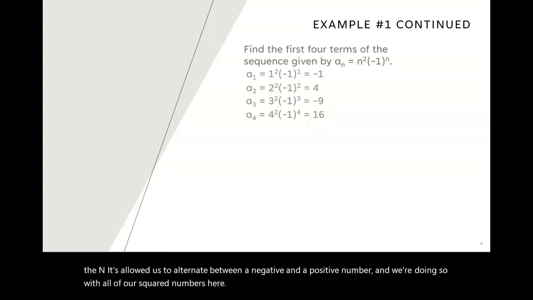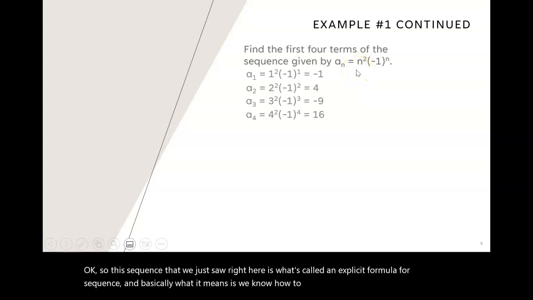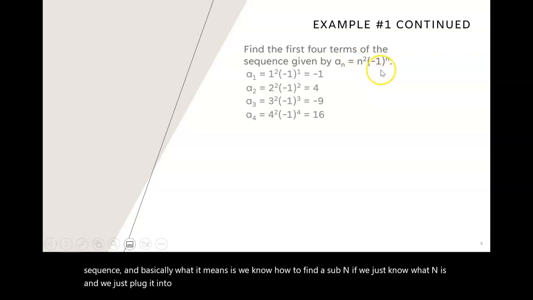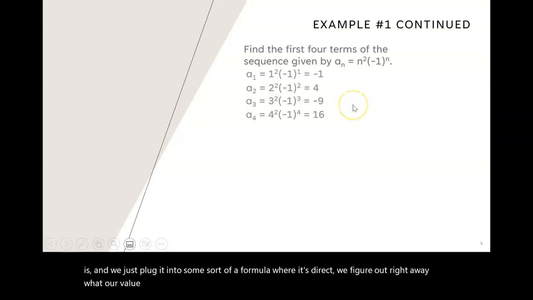Okay, so this sequence that we just saw right here is what's called an explicit formula for a sequence. And basically what it means is we know how to find a sub n if we just know what n is. And we just plug it into some sort of a formula where it's direct. We figure out right away what our value is. It was pretty easy, actually.